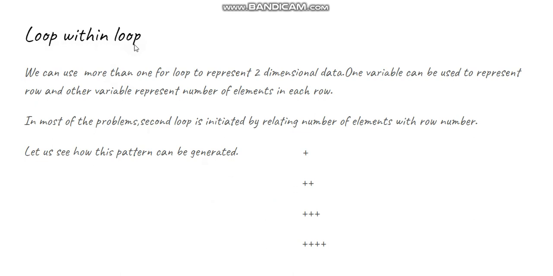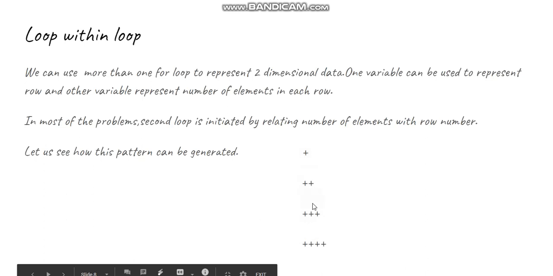Loop within loop: we can use multiple for loops for writing very good programs, especially for writing patterns. Let us suppose we want to define this pattern. Whenever you want to display a two-dimensional pattern, you need to use two for loops. Remember, one will show the row number and the other will show how many elements are in each row. You can relate those two variables and you can write any program.